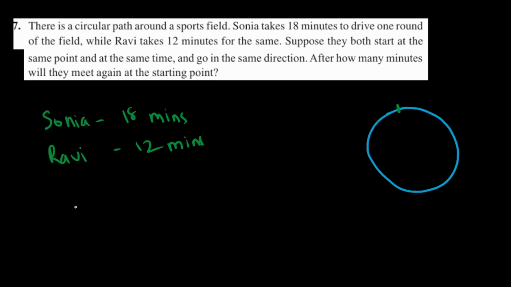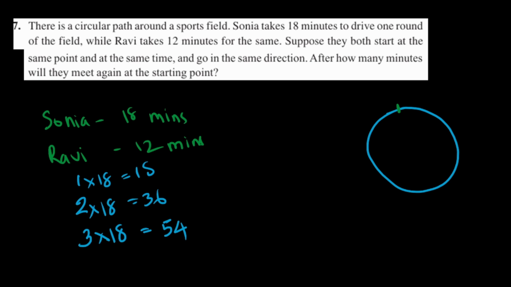For 2 rounds, how many minutes will Sonia take? That is 2 into 18, right? We'll get 36. If Sonia is going once again for 3 rounds, how many minutes will it take? 3 into 18, right? Sorry, for one round she is taking 18 minutes. For 2 rounds she is taking 36. For 3 rounds, 54. Can you see something familiar in this? Isn't it just the multiples of 18? For 1 round she takes 18 minutes, for 2 rounds 36 minutes, and for 3 rounds 54.